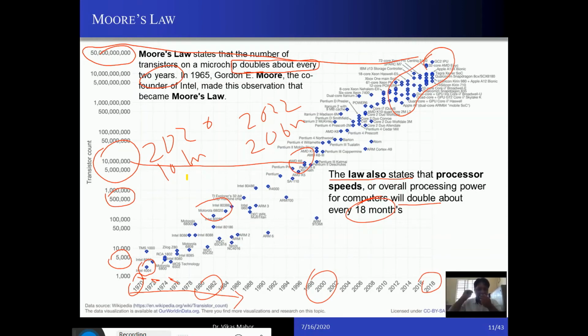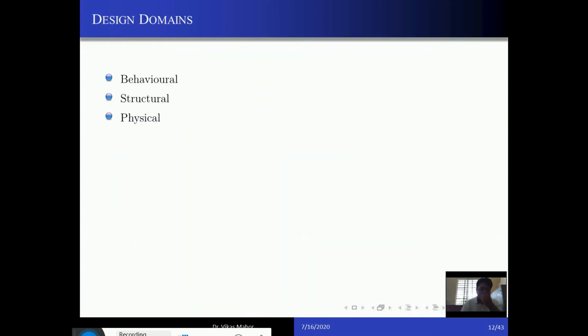Fine. So that is Moore's law, and because of Moore's law only you are able to get your dual core processor, octa core processor, this much. Because your VLSI designers are following this Moore's law. Let's move forward. We have to study some of the design domains which are used for VLSI technology.